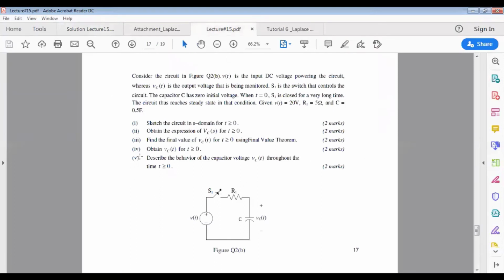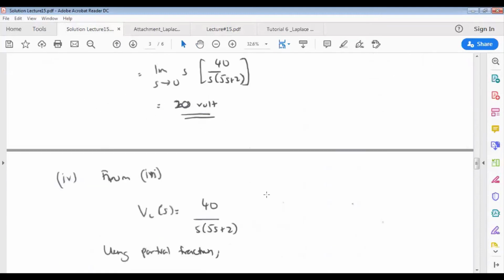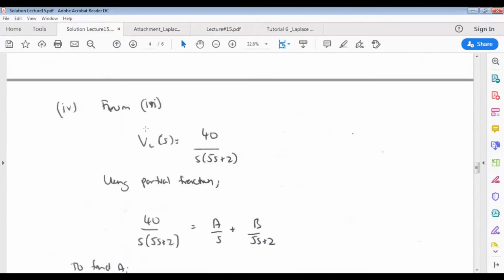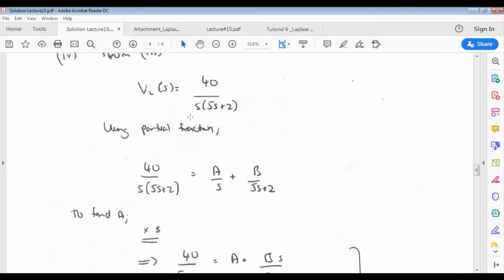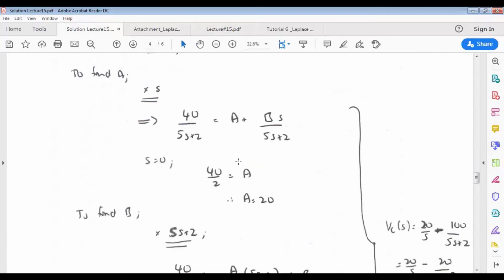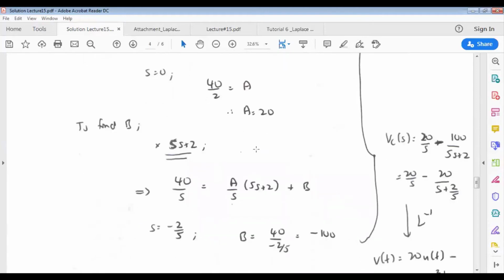So number 4 is to find the VC(t) for t bigger than 0, which is to find the inverse Laplace transform of this VC(s). From the third part just now, VC(s) has been obtained to be 40 over S(5S plus 2). So our task is to write this VC(s) in partial fraction form. So we have it in this form. I don't want to proceed with this. Find A and B; you can try it on your own.